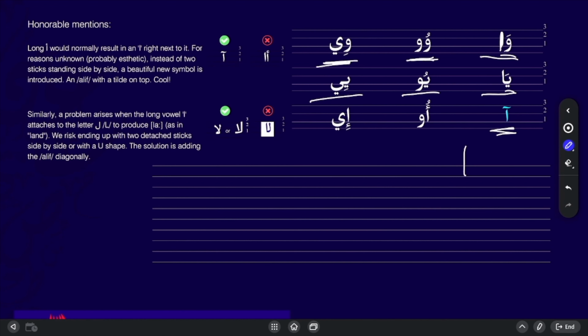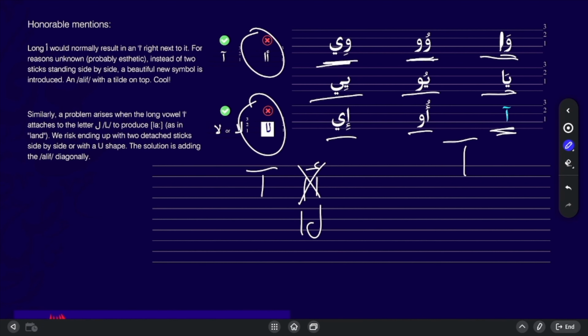Remember the tilde sign? A, u, i. So we cannot keep the alif standing side by side, as we said. That produces the alif with the tilde. And we cannot have the lam and alif standing side by side like this if they're in the same word. And therefore we have the lam with alif intervening diagonally.